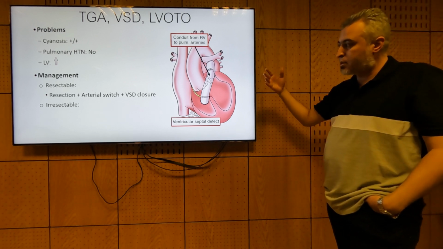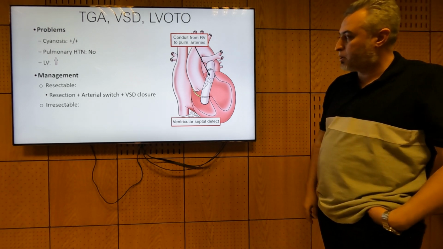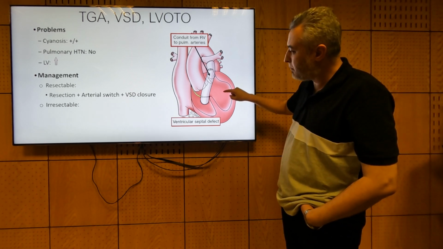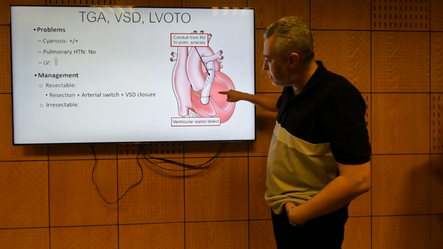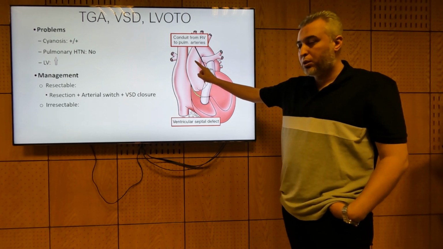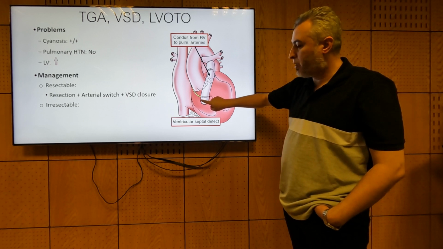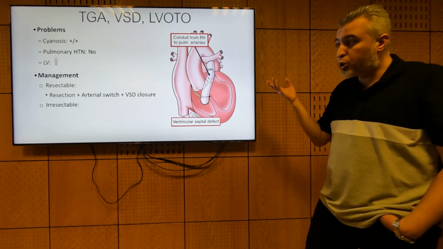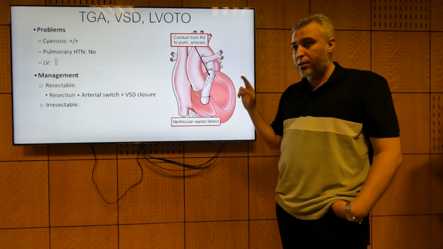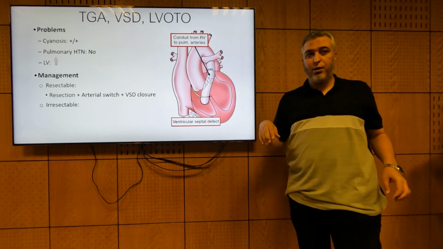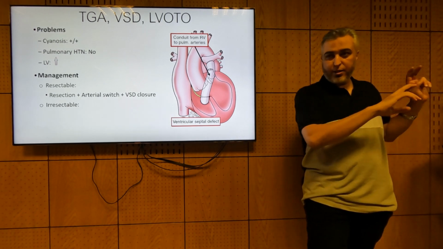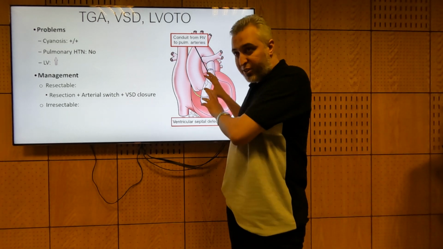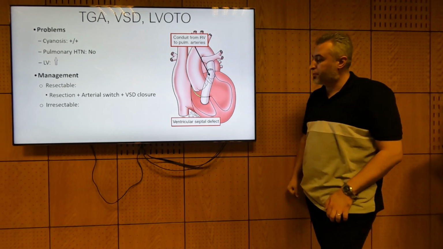So Rastelli is the guy who described this operation, where you get an intracardiac tunnel from the LV through the VSD to the aorta, and an extracardiac conduit from the RV into the pulmonary artery. So you're doing a ventricular repair, as opposed to the arterial switch, which was an arterial repair, and the atrial switch, which was an atrial repair. Now you get a ventricular repair.